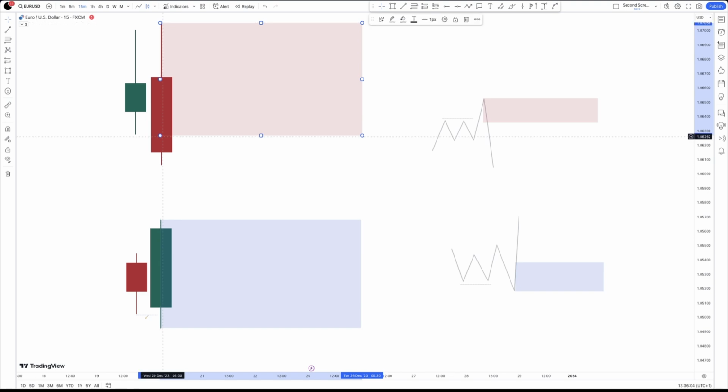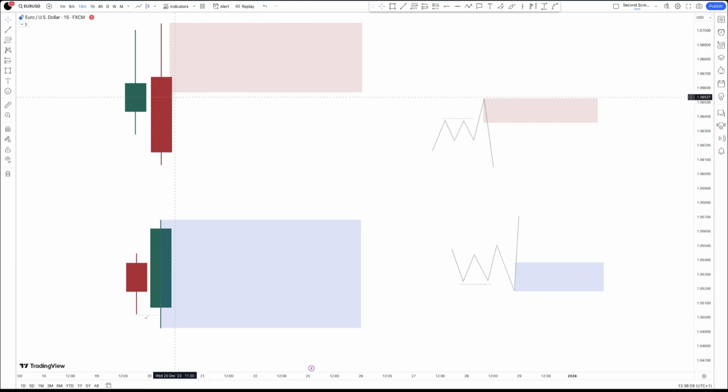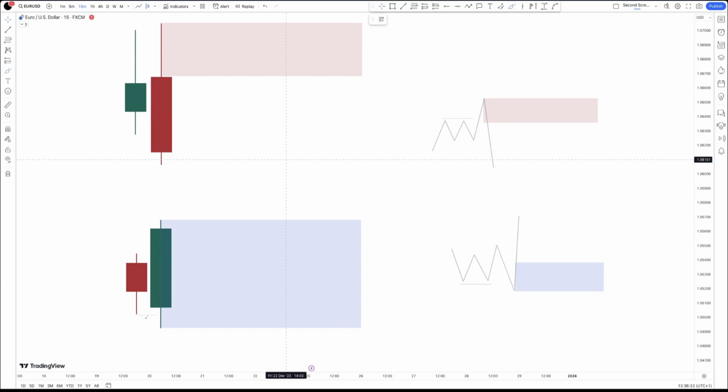I might decide to use just the wicks of the candle, which is here, to identify a valid order block, because you can see here they swept liquidity here too. And see here liquidity was swept here, so it's a valid order block. But if you don't want to refine it to that level, you can choose to use this.